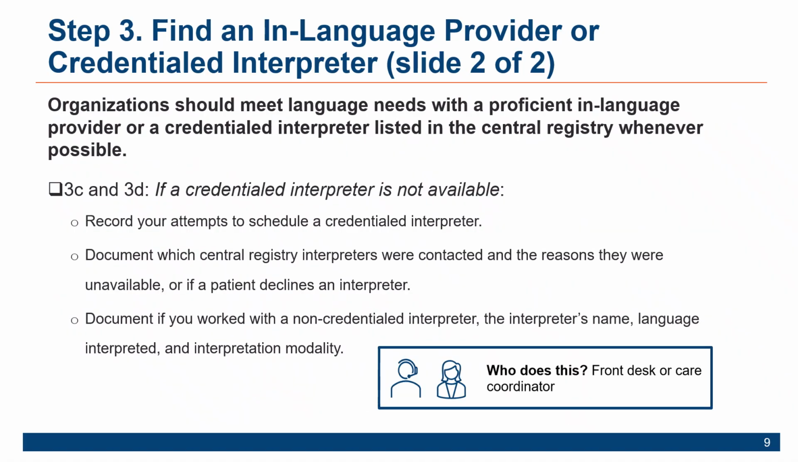If a credentialed interpreter is not available, front desk staff or care coordinators should record their attempts to schedule one and document the reasons for unavailability. This documentation shows that the organization made a good faith effort to meet the patient's language needs. Staff should note which central registry interpreters were contacted, the interpreters' names and languages, and the modality used, such as in-person, video, or phone. Clear documentation helps track gaps in interpreter availability and supports compliance with meaningful language access requirements.